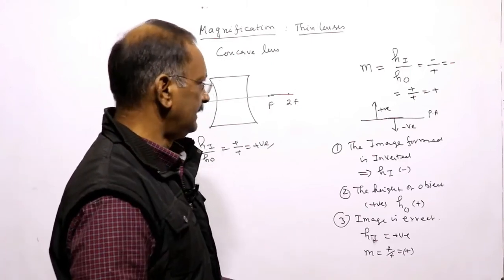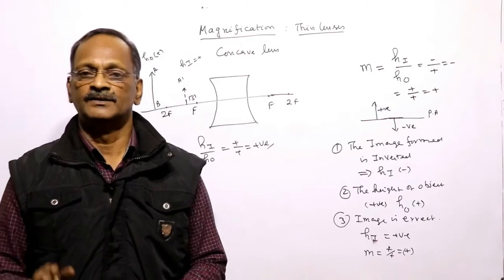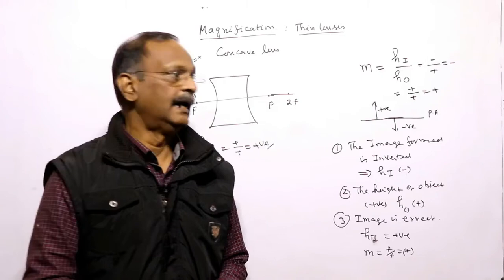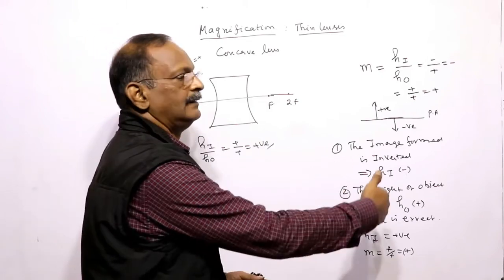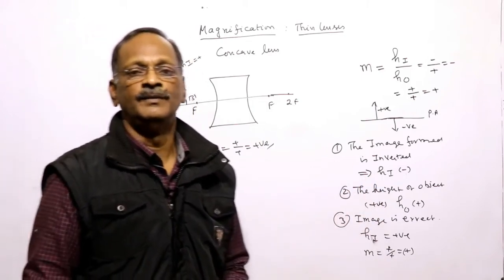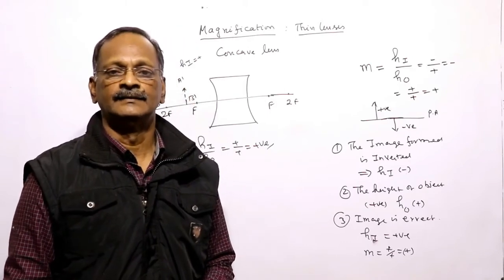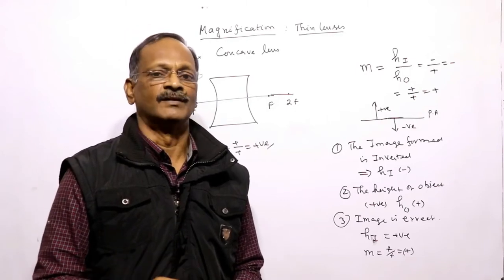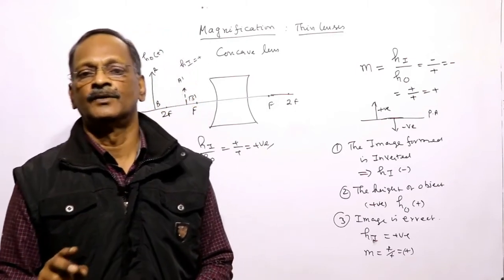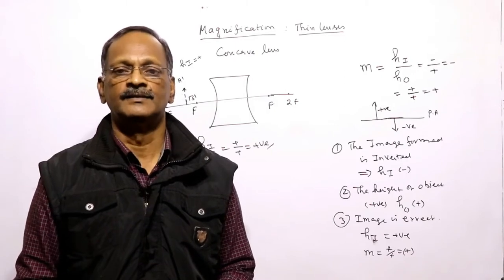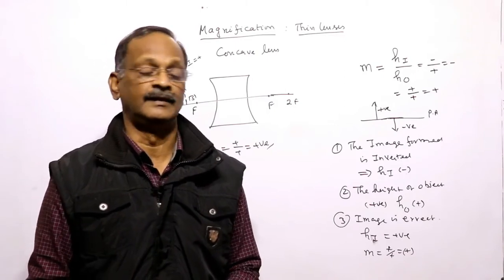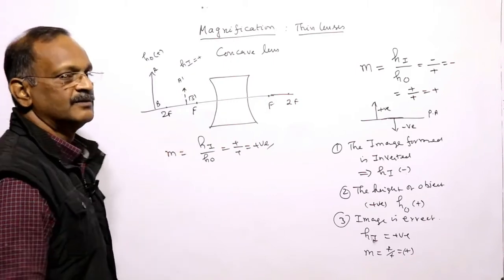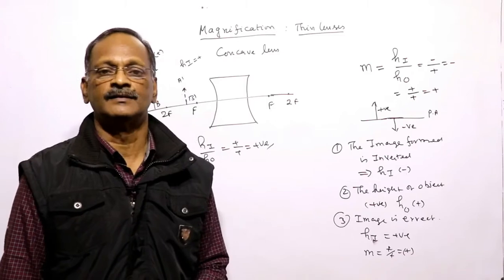The magnification will be negative for a convex lens, with the condition that the object should be kept beyond infinity up to the focus. And if it is kept between the focus and the optic center, the image formed will be virtual and erect. In that case, the magnification will be positive in the case of a convex lens. In a convex lens, it is possible to have erect as well as inverted images, so magnification is positive as well as negative. For a concave lens, the magnification is always positive.